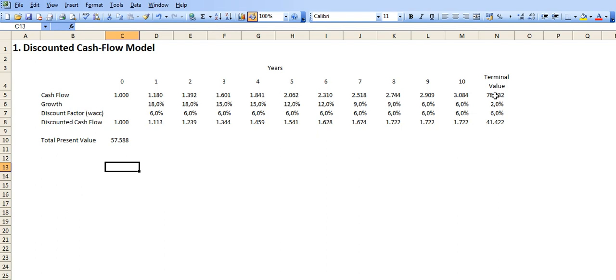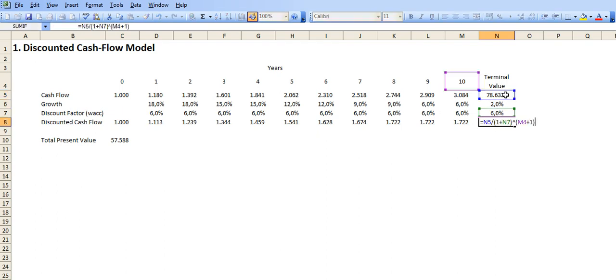So what you do to calculate the terminal value in this portion of the table is, first, let's look at the cash flow in year 11 in this case. We take the last nominal cash flow, which is 3,084. We multiply this by 1 plus the growth rate, 1 plus 0.02. And this is our 11th year cash flow.